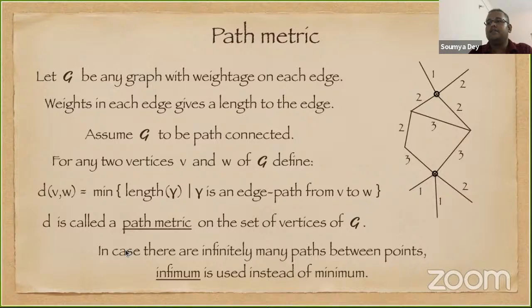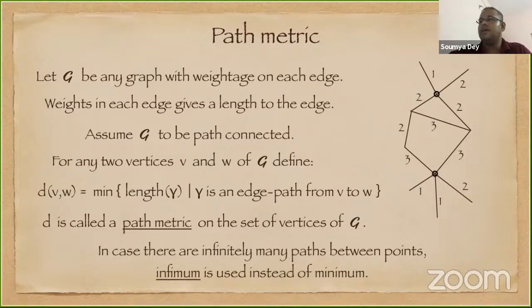You can see I have used minimum here because in this particular example, there are only finitely many different edge paths that are possible. But it may so happen that in a bigger space, there can be infinitely many such paths between two points. Then you need to consider the infimum. I guess all of you know this. So instead of minimum, you consider the infimum of this set. And that should exist because all of these are positive real numbers. Okay, great. So we have defined what a path metric is.